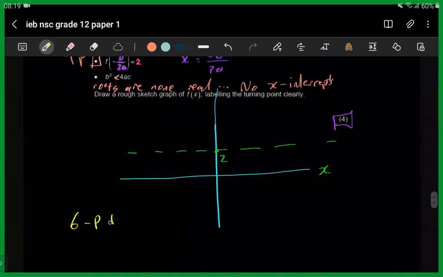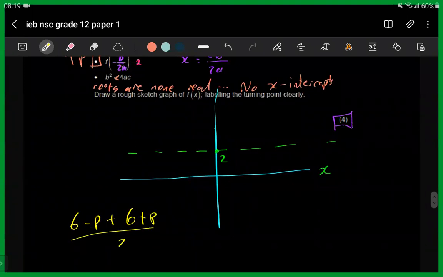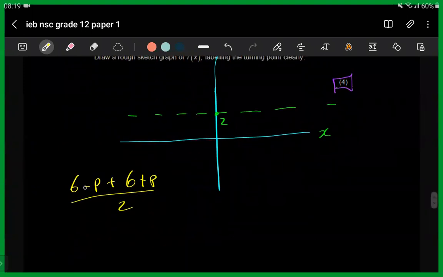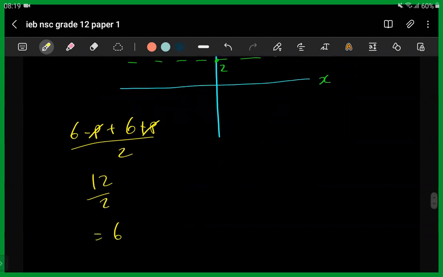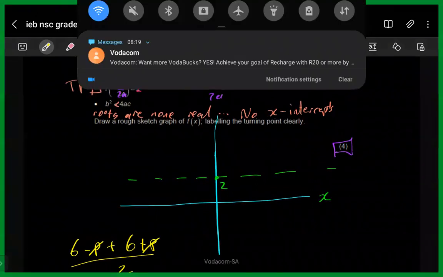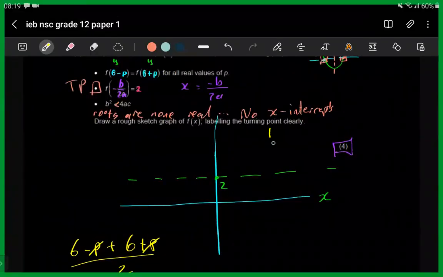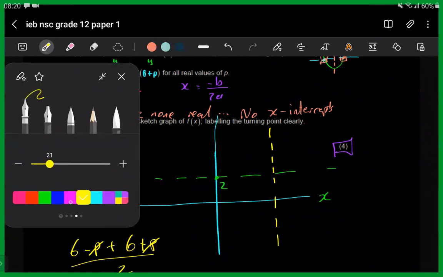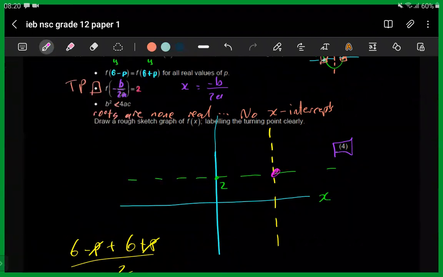So let's see here. If you add 6 minus p and 6 plus p and you divide by 2, that's going to be the x value of the turning point. 6 plus 6 is 12, minus p plus p goes away, so you have 12 over 2, which is 6. So what you know is the turning point is somewhere at 6. So somewhere at 6 here, you can have a turning point. And we have the y value of the turning point also. So the turning point is somewhere here.